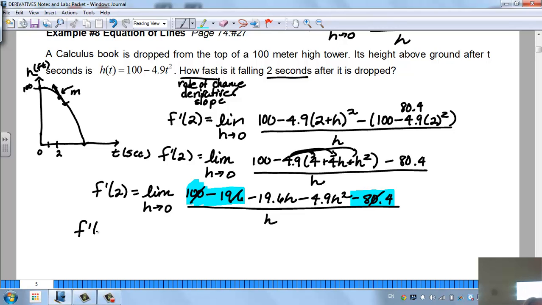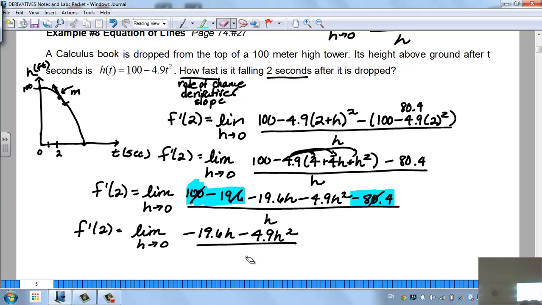So I have f prime of 2 is the limit as h approaches 0 of negative 19.6h minus 4.9h squared all over h. And again, we can factor out the h on top, because I still cannot put the 0 in there because I'll get 0 over 0.